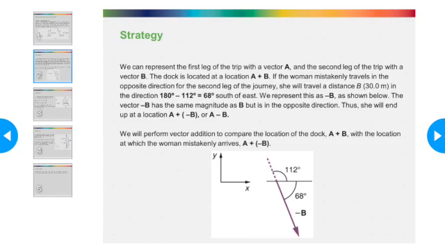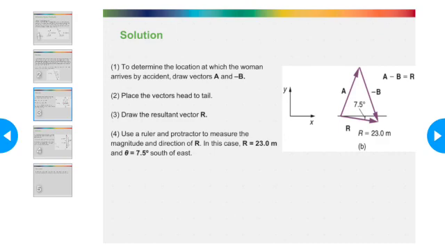So that just means that b goes the other direction, negative b, down there at 68 degrees south of east instead of 112 degrees north of east. And then you add those together like you would normally. So here we have our a plus negative b, or a minus b, to get the resultant. That was 23 meters at negative 7.5 degrees, or 7.5 degrees south of east.